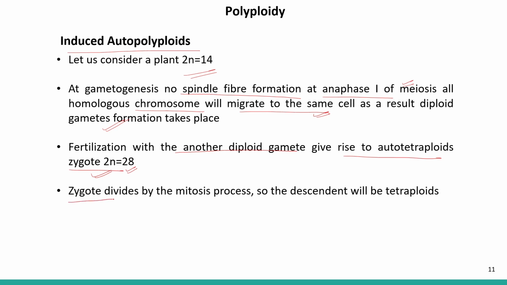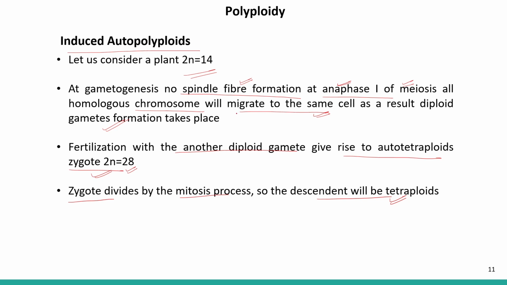Now, the zygote divides by the mitosis process, so the descendants will be tetraploid. All the cells will now be tetraploids. The main thing here is that during anaphase I, no spindle formation takes place due to the treatment. Either it is a naturally occurring phenomenon, or with the help of some chemicals like colchicine, the spindle fiber formation does not take place at the time of anaphase I of meiosis.